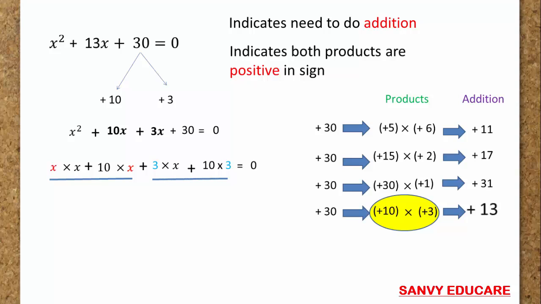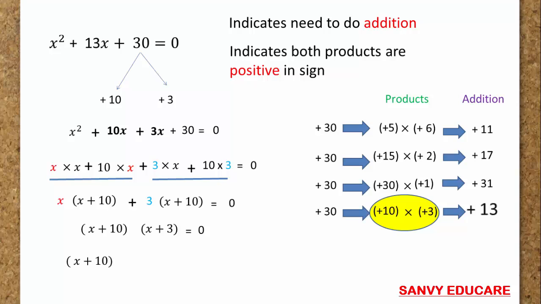Then let's find the common factors between these terms. In the first and second term, x is common, shown with the red sign, so x plus 10 is left in the bracket. In the next two terms, shown in blue, 3 is common, so x plus 10 is left, equal to 0. Now x plus 10 appears twice, so we take it once, and x plus 3 we write together in the bracket, equal to 0.